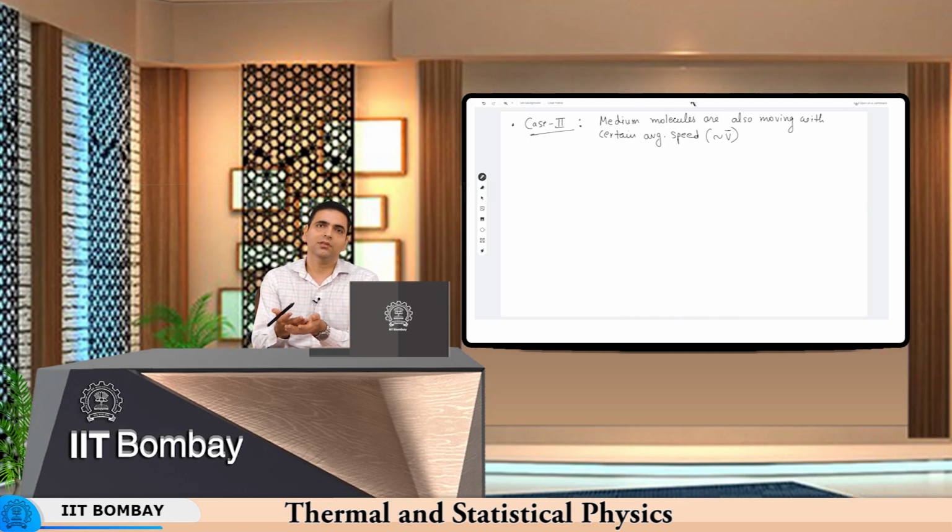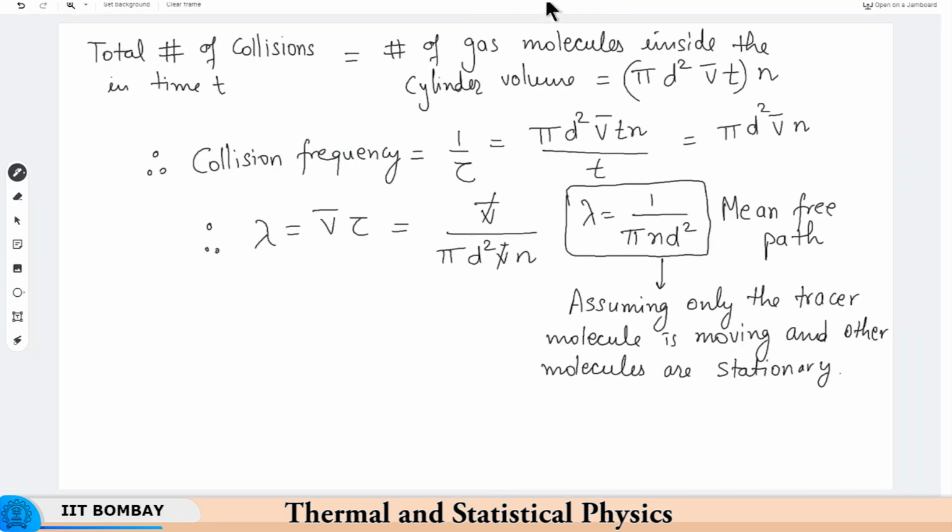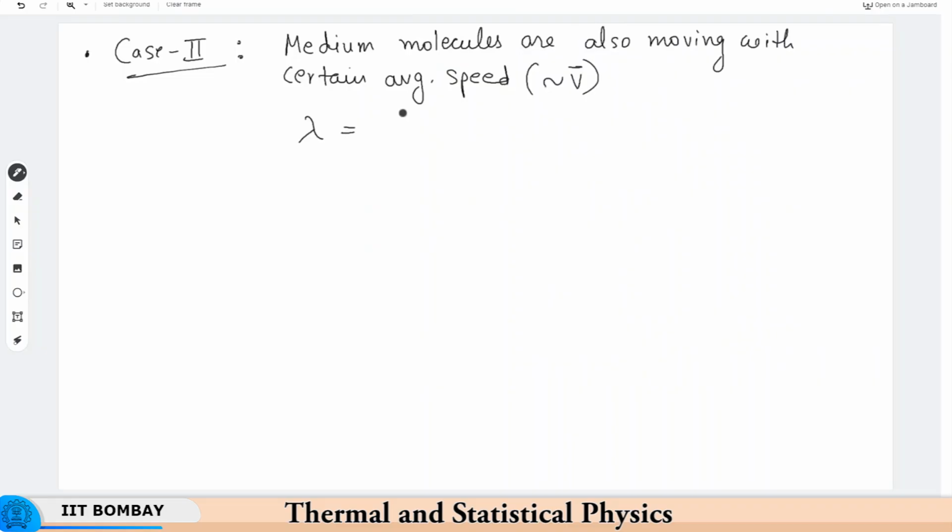But again, this is also another silly approximation. All we are saying is the tracer molecule is also moving with a certain speed and all the medium molecules are also moving with the same speed, right. I will not really do that calculation. If we consider such a situation, the calculation becomes a little bit tedious, but the final result for lambda that we get looks like this: 1 divided by 4 by 3 pi d squared n. Okay. So, this is what we get in this situation.